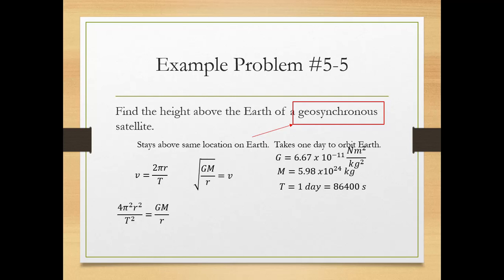The first thing I'm going to do is square everything to get rid of that radical, so that I can potentially get rid of that radius on the bottom of the equation. By squaring everything, I get 4 pi squared r squared over period squared on the left-hand side, and GM over r on the right-hand side. I can now do a little algebra and get all the r's on one side and everything else on the other. I'm going to multiply by period squared, divide by 4 pi squared, and multiply by r on both sides. What I'm left with is r cubed equals G times M times period squared over 4 pi squared.